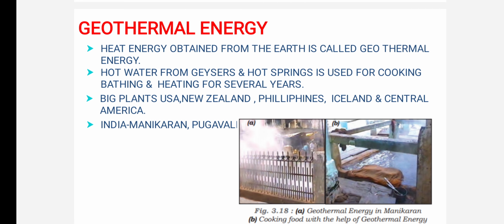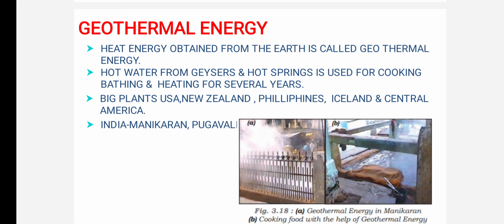Now let's talk about the geothermal energy. Heat energy obtained from the earth is called geothermal energy. You might be wondering how the energy is produced from the earth. Yes, children. The temperature in the interior of the earth rises steadily as we go deeper, as we have studied in the second chapter. Right? In the 7th class also.